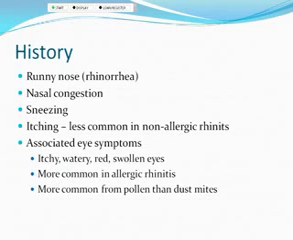All right, so in terms of the history, what are you looking for? You're typically going to be asking about nasal symptoms like rhinorrhea, nasal congestion, sneezing, itchiness, which helps lead you down the path of whether this is, say, non-allergic versus allergic. So itchiness is more common with allergic rhinitis. Also, itchy, watery, red, swollen eyes tend to be more common with allergic rhinitis, and more common with pollen allergies as opposed to dust mite allergies, where you may have more rhinitis nasal symptoms.